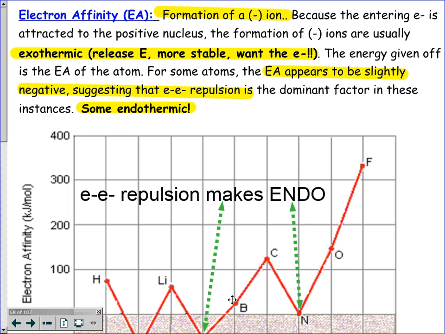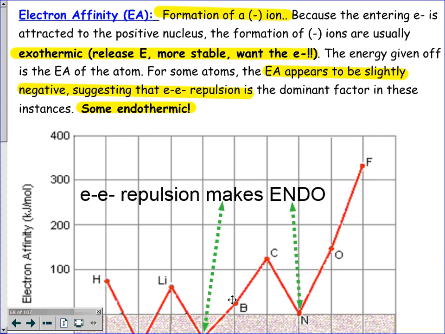Because this is actually as stable as it's going to be right now, because it's got all those electrons separated somewhere apart. But if you put an extra electron in here, you're causing more electron repulsion. So that becomes less exothermic and more endothermic, because you're making it have more anxiety, less stability. That's going to require energy to do.